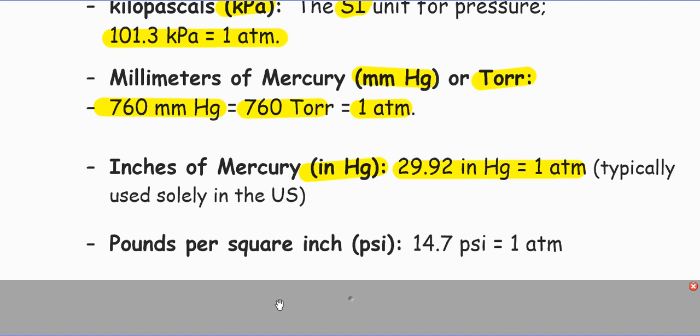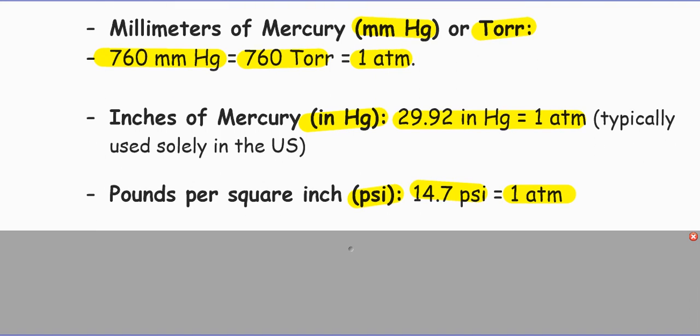The last common unit that gets used quite a bit is pounds per square inch. It's a big unit in industry, and that's going to measure the weight, the force per square inch, per area. So I like this unit because it helps you visualize that force over area, because it's like how many pounds of particles are there per square inch, and 14.7 psi is equivalent to 1 atmosphere of pressure.